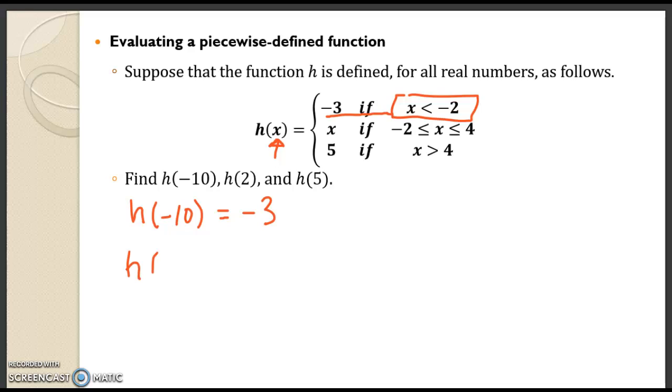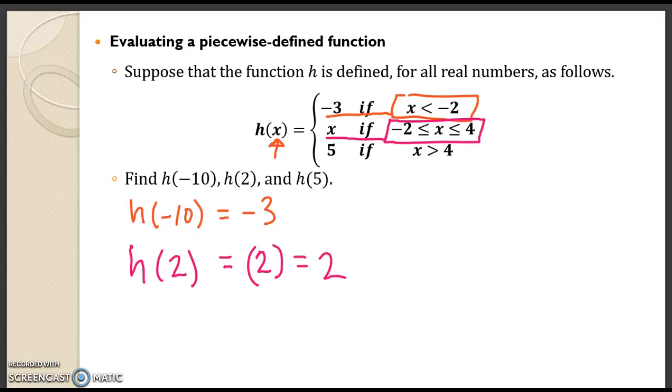What about h of 2? Well, h of 2, I'm actually going to do this in a different color here. 2 is our input, right? Our input has to be within a range of values. So 2 is in between -2 and 4. So we use this part of the function. So I just plug in x, the function is just x, so it's 2.